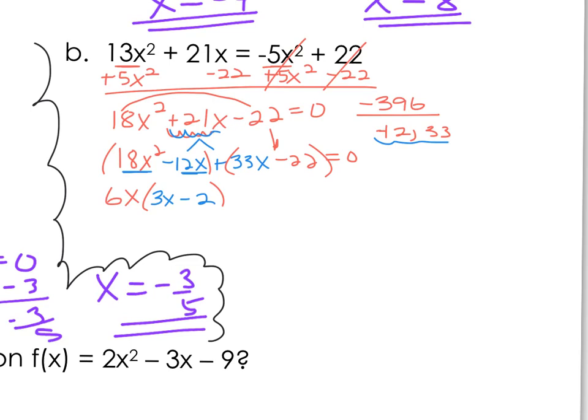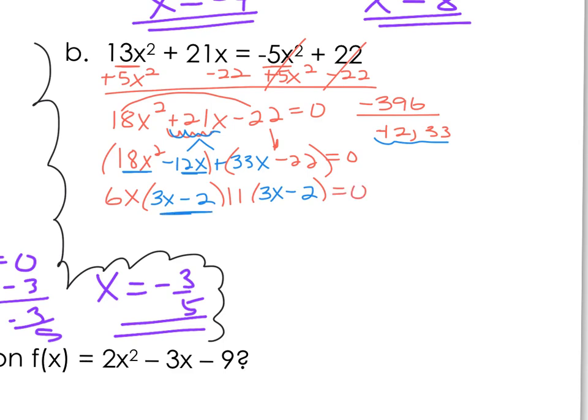Now that second parenthesis, I've got 33 and 22. And I know that there isn't like a small number, but I know 11 actually goes into both of them. If we take 11 out of 33, we get 3x. And if we take 11 out of 22, we get 2. And our parentheses match. That's what we're going for in this process.